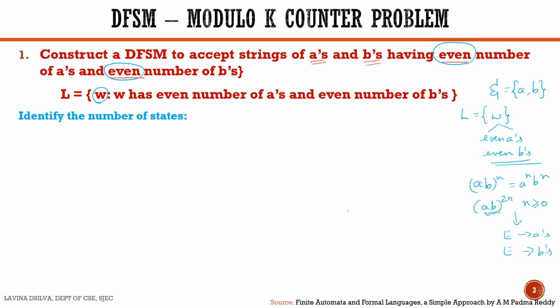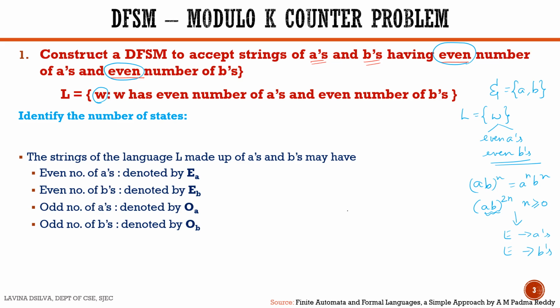Okay. Now the first step in the construction of the DFSM is to identify the number of states which are required. And in order to simplify this concept of identifying the number of states, we will use certain terminologies. So first is, how do we identify or represent the strings of the language L? So I will use these notations. In order to represent even number of A's, I will use the notation E of A. To denote even number of B's, it is E of B. Odd number of A's, O of A, and odd number of B's as O of B. These are the 4 notations which I will be using in order to represent the number of A's and B's in the string.